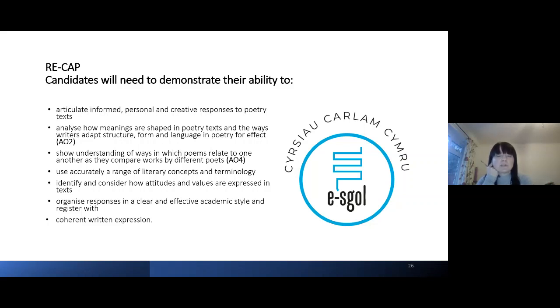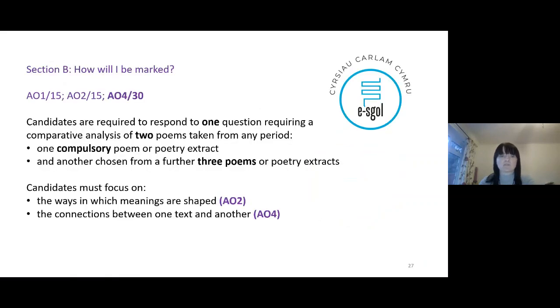That'll be your AO4, which we'll be looking at more next week, is the comparisons and the connections. So use accurately a range of literary concepts and terminology, identify and consider how attitudes and values are expressed in text, organised response in a clear, effective academic style, and register and coherent written expression.